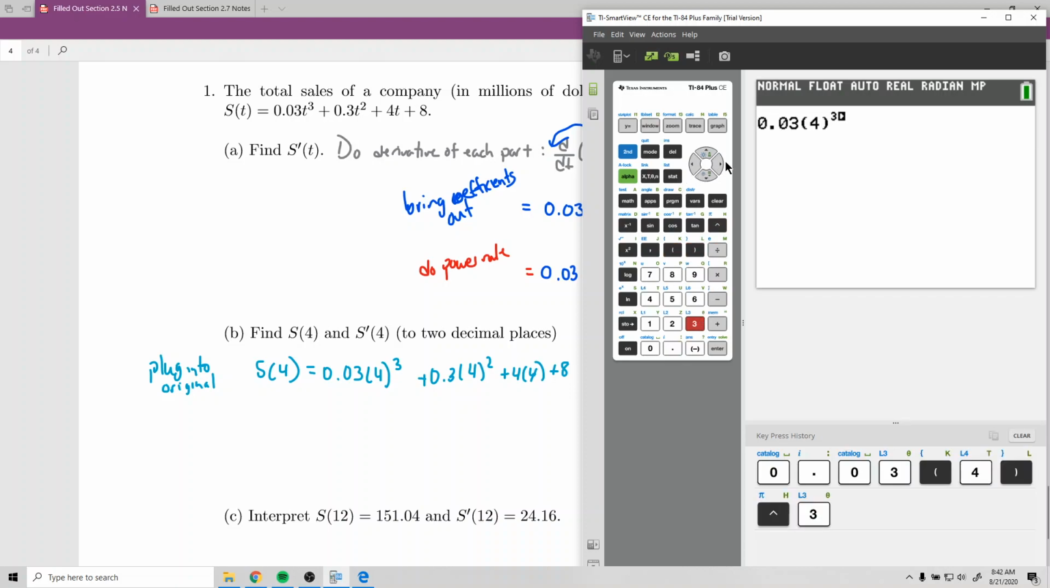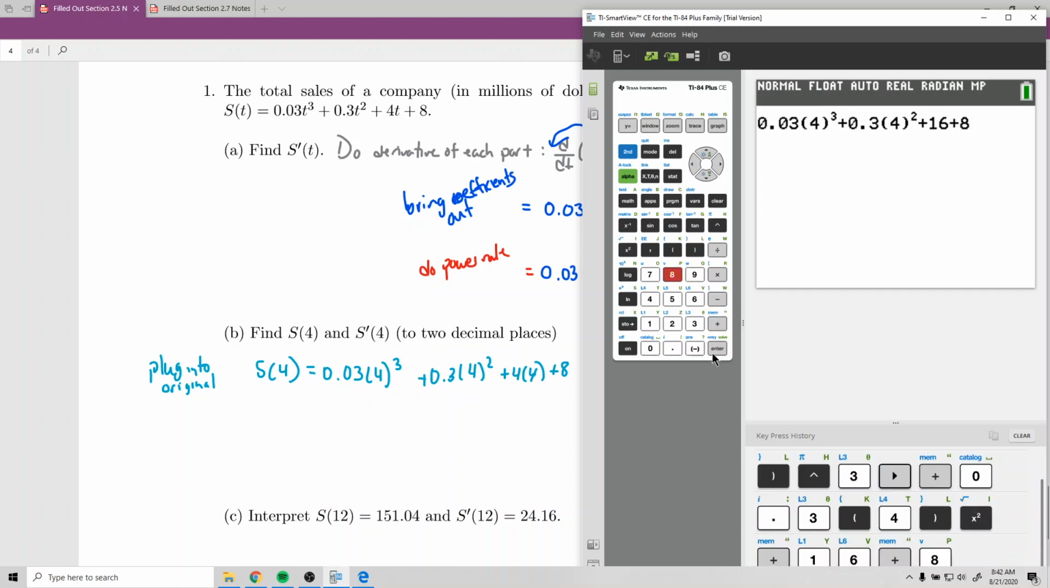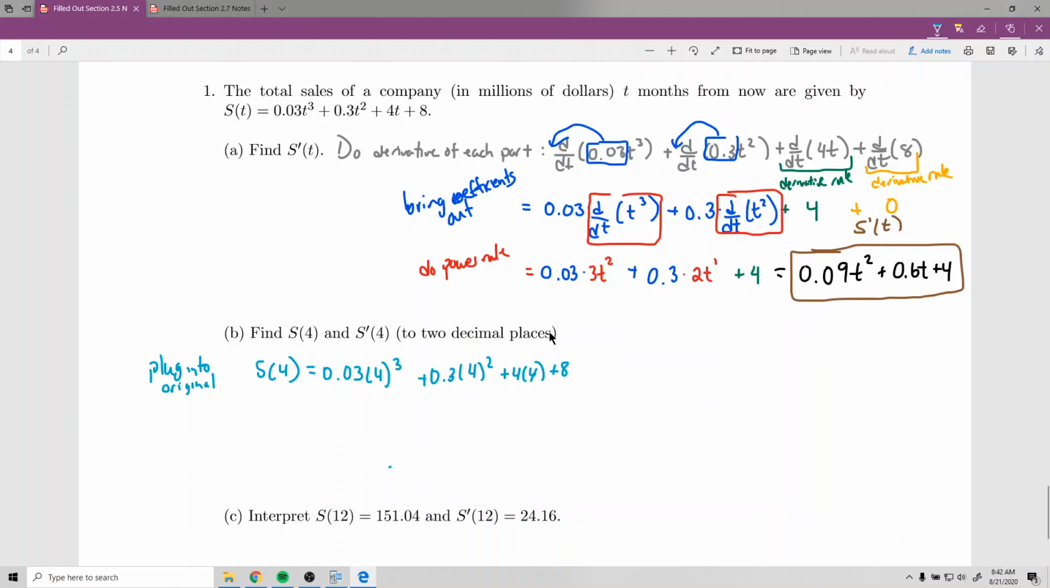So we got 0.03 times 4 raised to the third power, plus 0.3 times 4 raised to the second power, plus 4 times 4, which is 16, plus 8. And we get 30.72. Right, so that's a problem that you could have done pretty much at the very beginning of college algebra and maybe even before that.